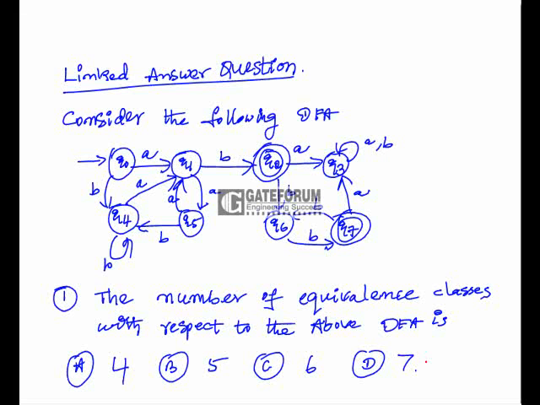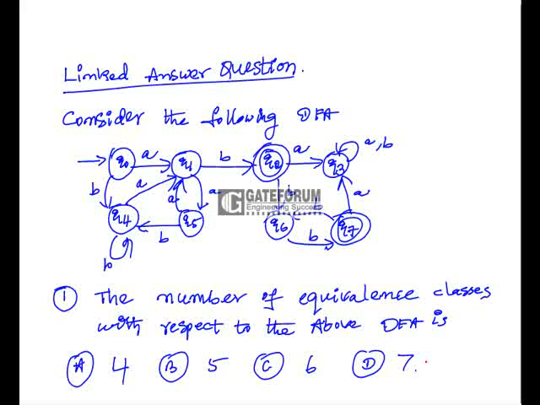There were two questions, and the second question depends on the answer of the first question. Consider the following DFA. One DFA is given: Q0, Q1, Q2, Q3, Q4, Q5, Q6, Q7 are the states, and Q6, Q7 are the final states. Q0 is the starting state. The number of equivalence classes with respect to the above DFA is: options are 4, 5, 6 and 7.